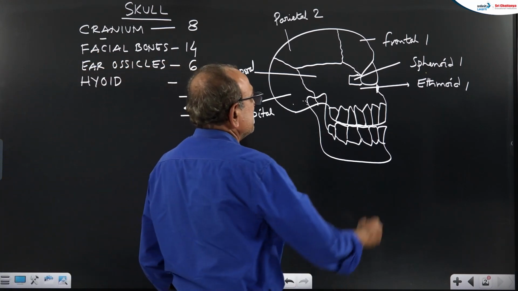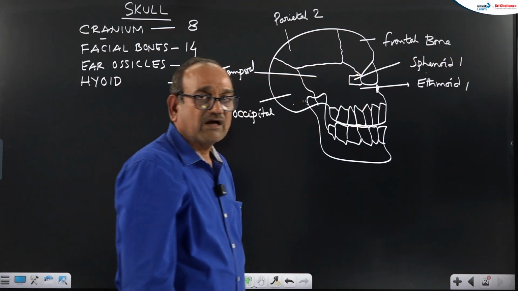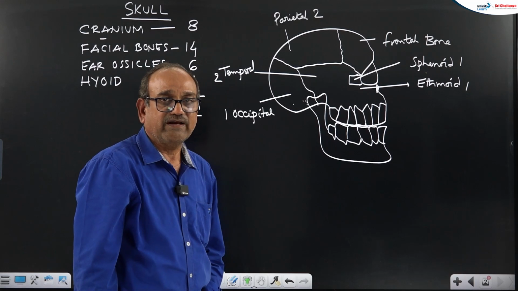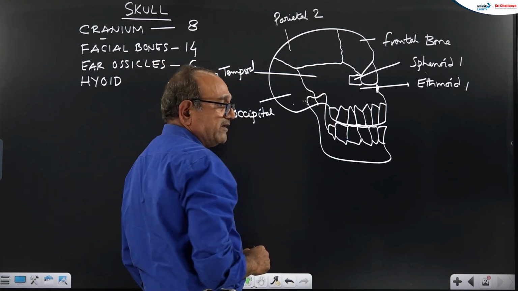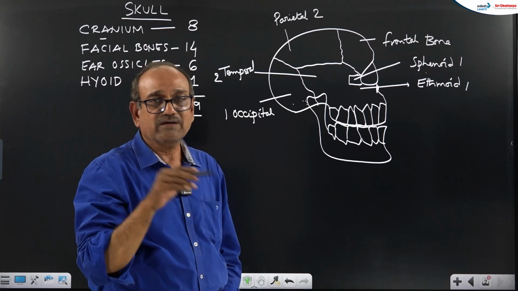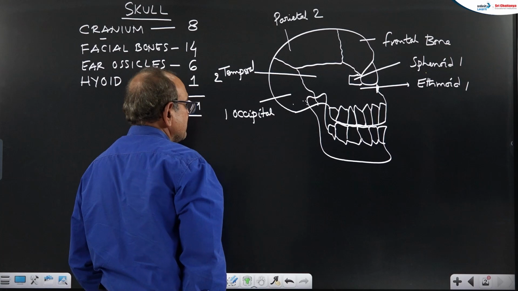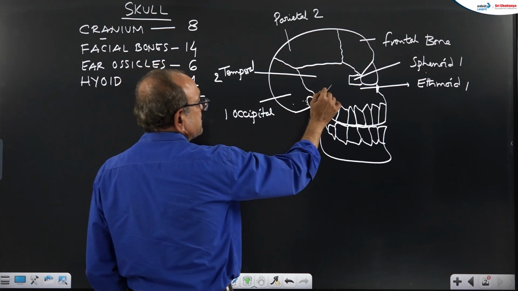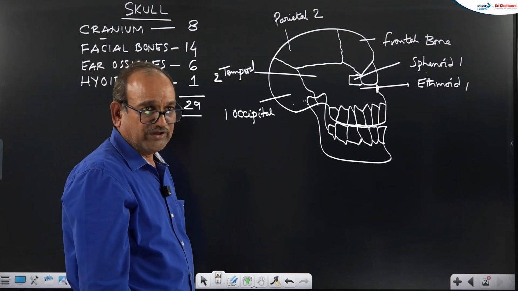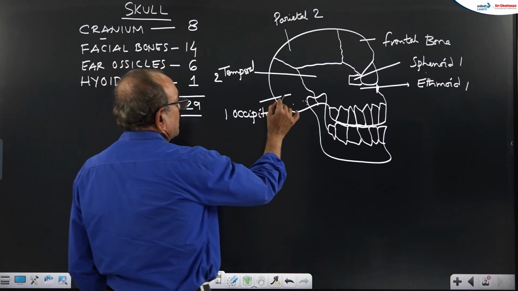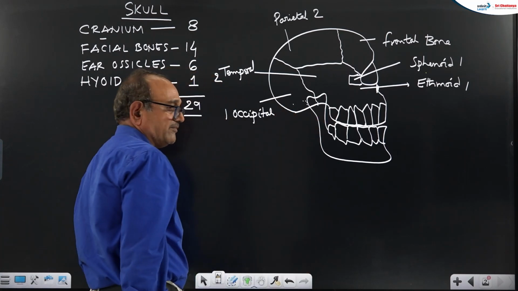The first one is the frontal bone. Frontal bone is an unpaired bone that forms the forehead. Then a pair of parietal bones. Parietal bones form the roof of the cranial cavity and they are paired structures. Temporal bones are present on the lateral sides of the cranium. There are 2 in number, and one occipital bone, which is large and forms the base of the cranium.